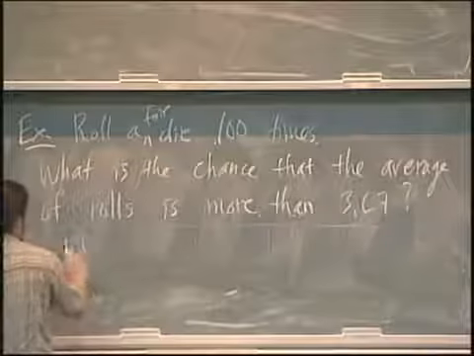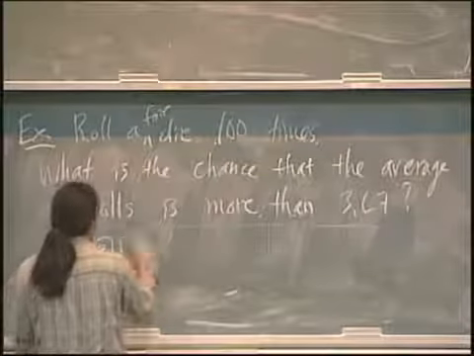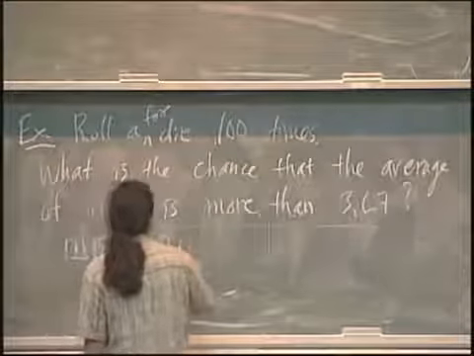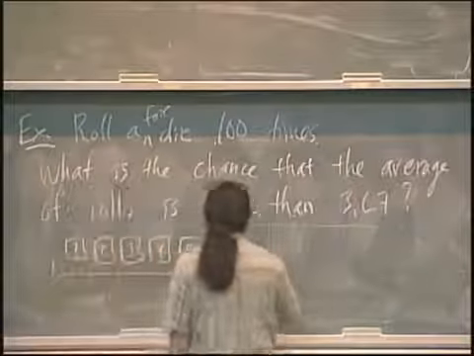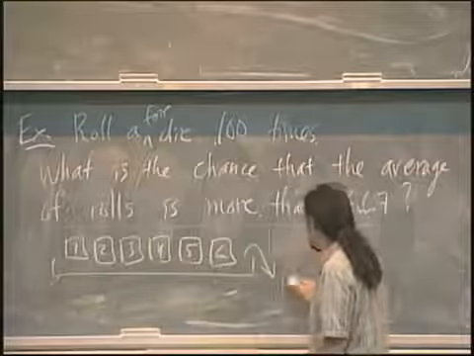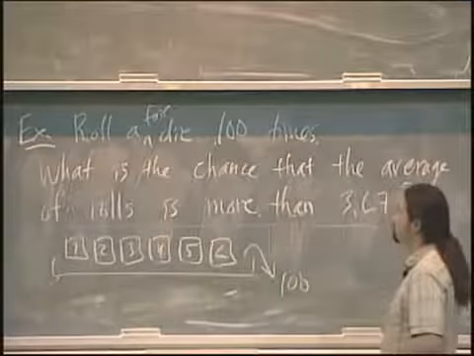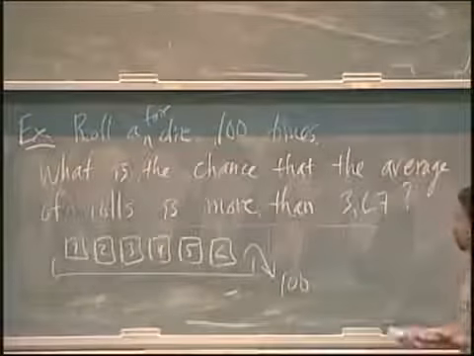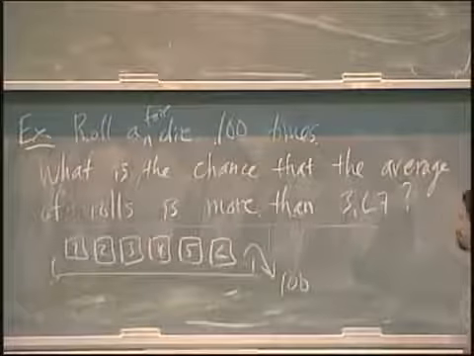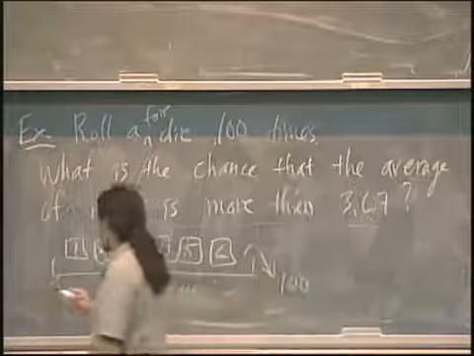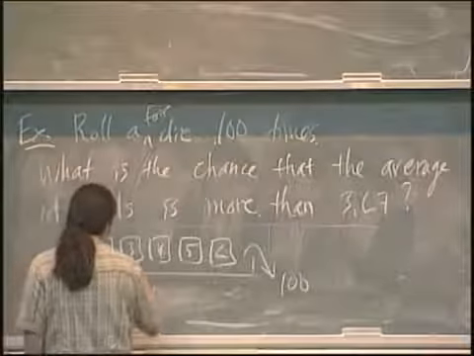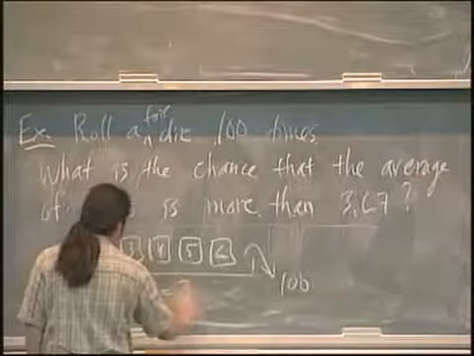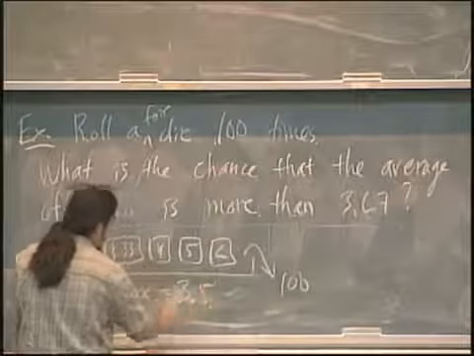So for a die roll, I have 1, 2, 3, 4, 5, 6, 7. Oh, 6, sorry. Only 6 sides. 1, 2, 3, 4, 5, 6, and 100 die rolls. These are draws with replacement, obviously, I hope. And the average of the box is 3.5.